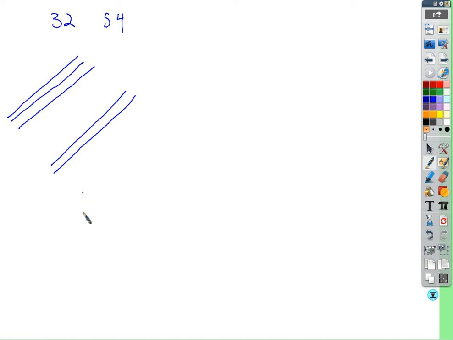32 times 54. I'm trying to use numbers that aren't too big and that make lots and lots of lines. We have 32, okay, so we represent that number that way, 3 and 2. Then 54. 50. 4.